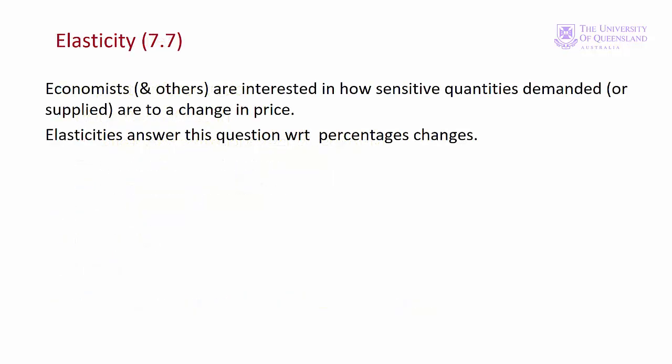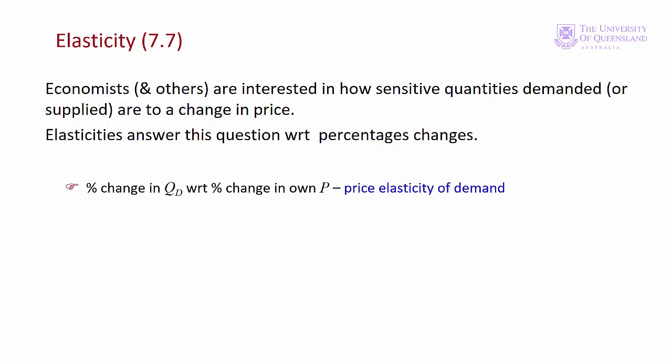Economists are often interested in how one variable changes with respect to another. If we consider the changes in terms of percentage changes, then we're dealing with elasticities. For example, if we look at the percentage change in the quantity demanded with respect to the percentage change in the good's own price, we have price elasticity of demand.